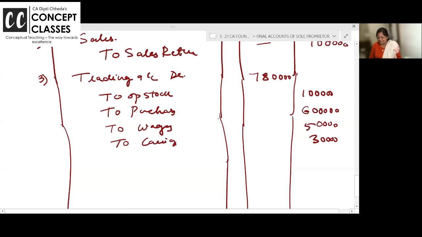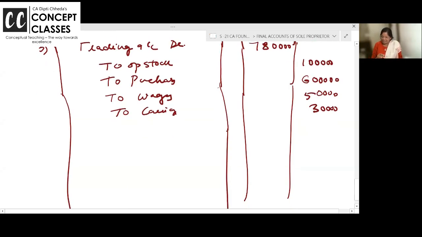7,80,000. Trading account, debit and all this. Now, credit side. What is the nature of sales? Credit. Now I want to close. These are closing entries. Sales account debit to trading account.